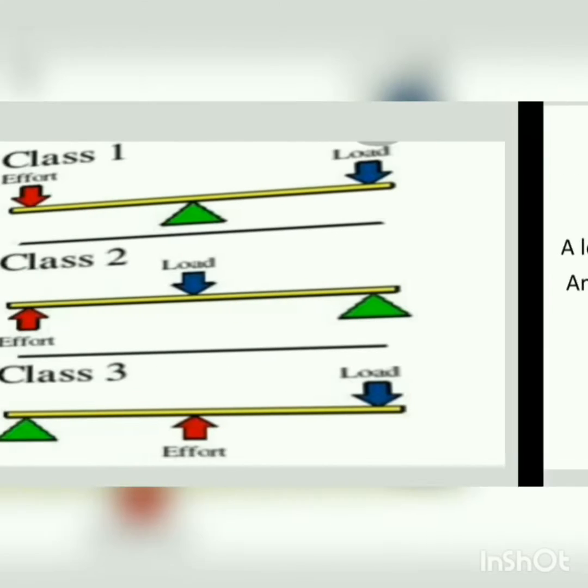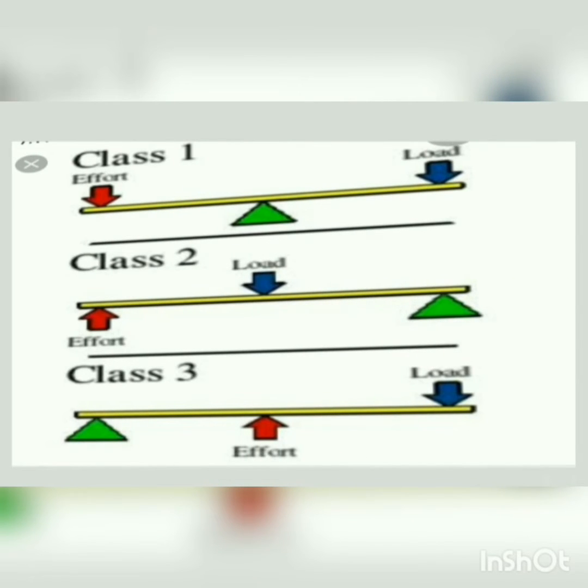Now, the kinds of lever. Depending upon the relative position of the effort, load and fulcrum, there are the following three types of lever: class 1 lever, class 2 lever and class 3 lever. Firstly, class 1 lever. In this type of lever, the fulcrum is between the effort and the load, as shown in the figure. The fulcrum need not be the midpoint between the load and the effort, but both the load and effort are in the same direction.